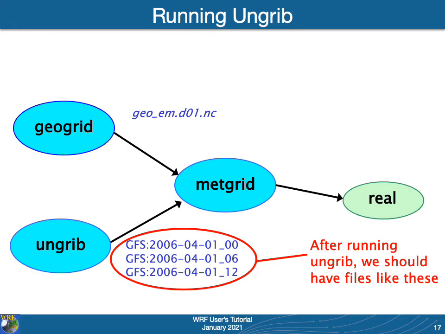However, assuming that the ungrib program has successfully run, we should expect to have several intermediate files in our run directory. In our example here, these are called GFS:2006-04-01-00, 06, and 12 UTC.